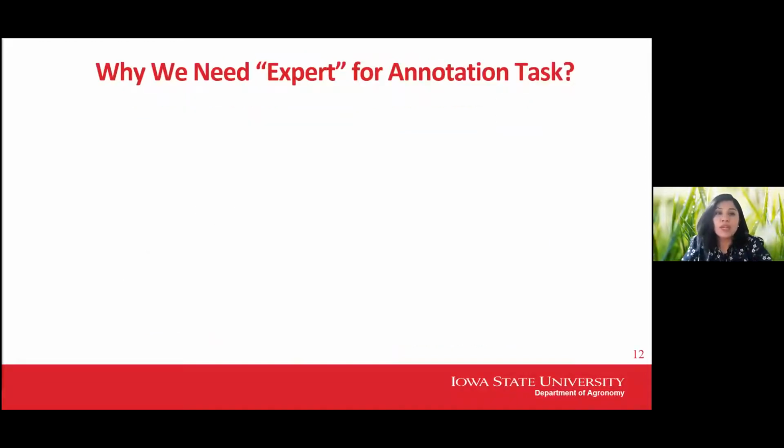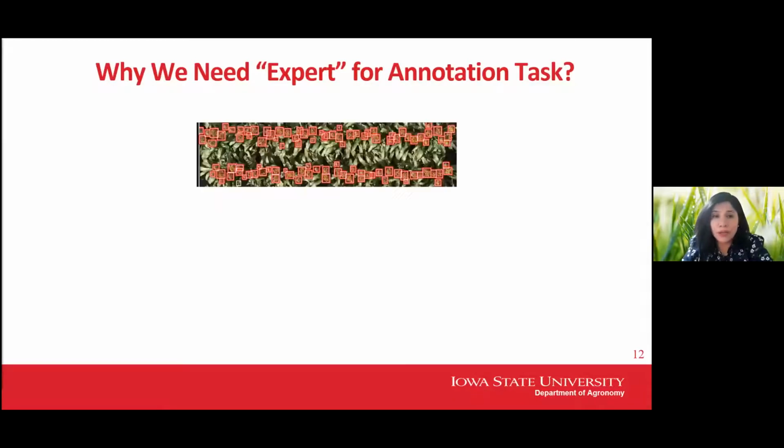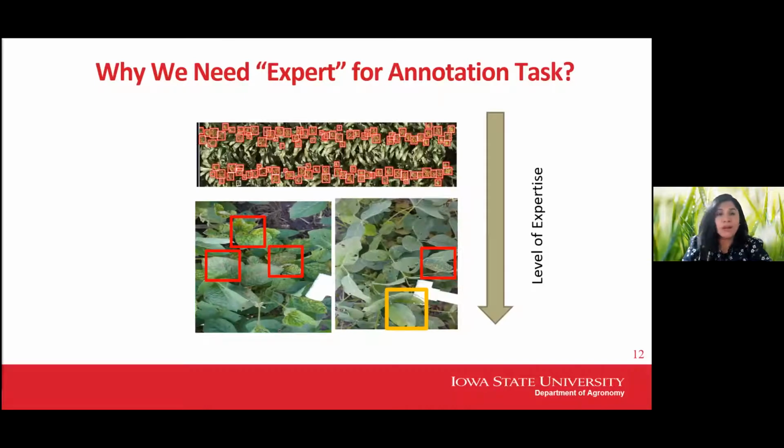So now the question is why we need experts for annotation tasks. As we are moving into more complex problems, we need an expert for the annotation task. For example, for a sorghum plant population where all the heads are the same color, we don't need any expert to do that annotation task, because any person who is not aware can do this task. However, if these heads are of varying color, then we might need an expert to annotate.